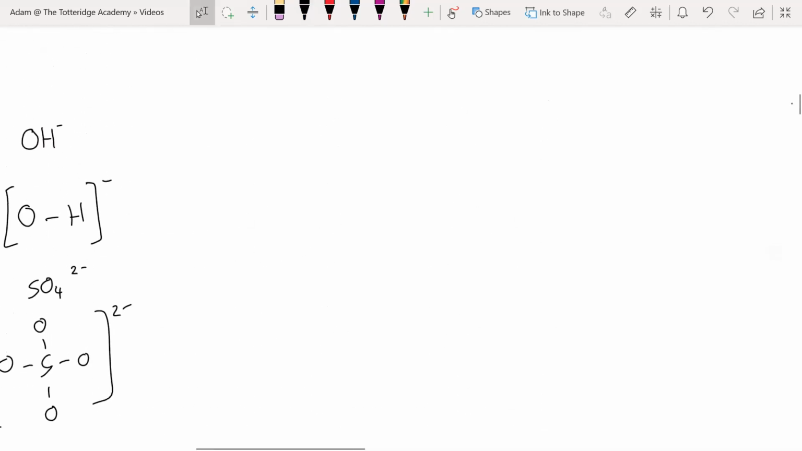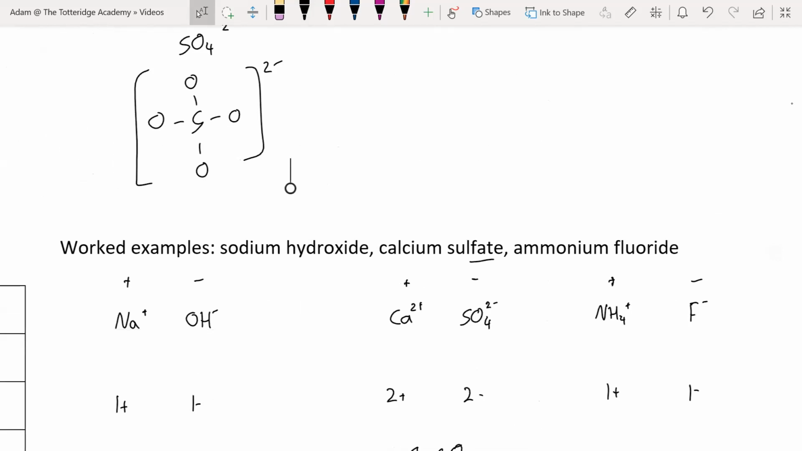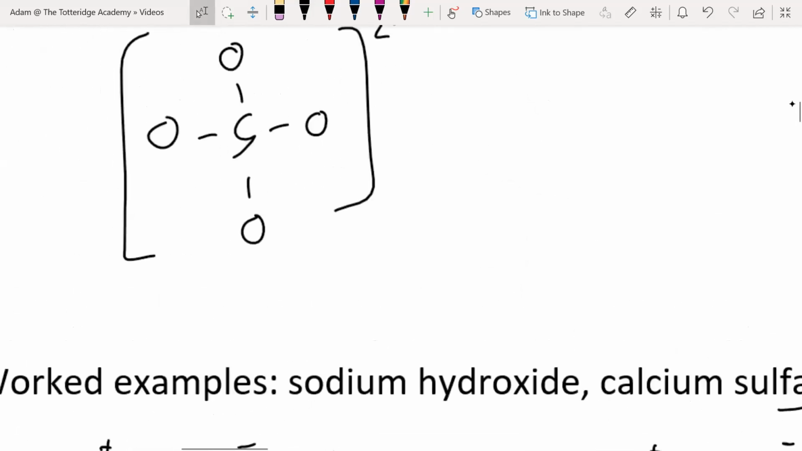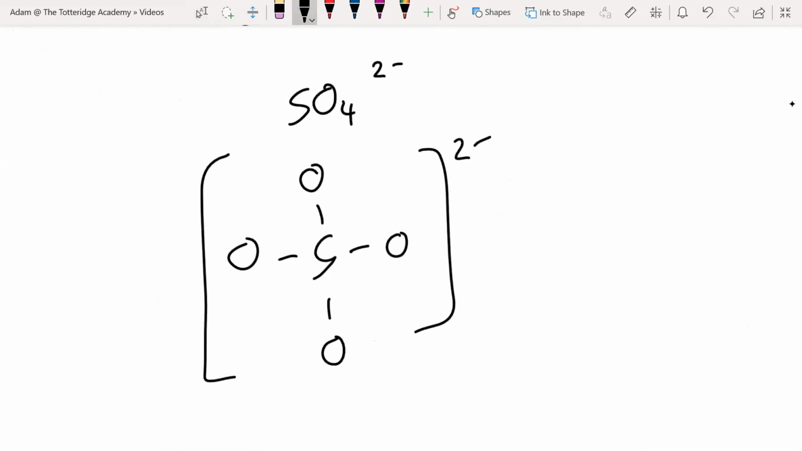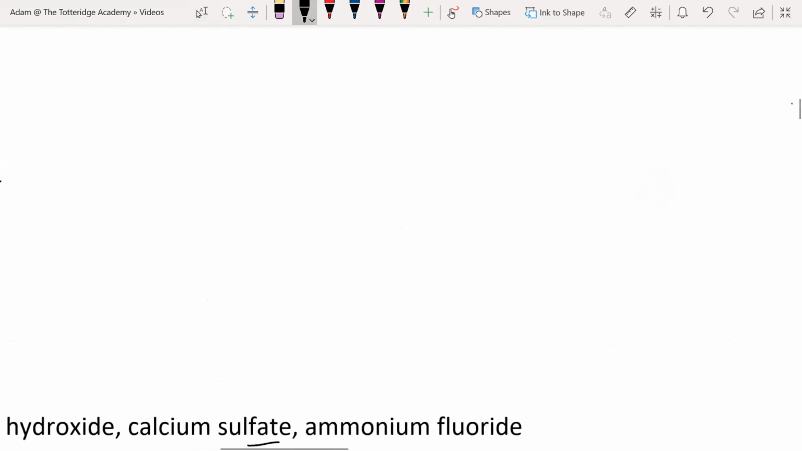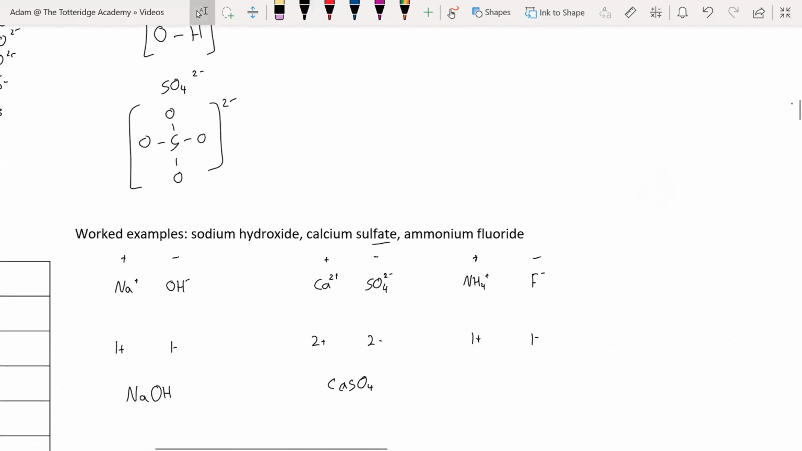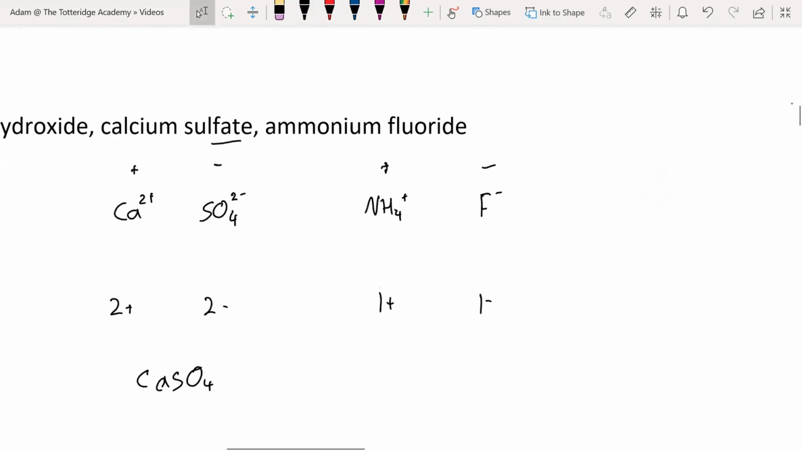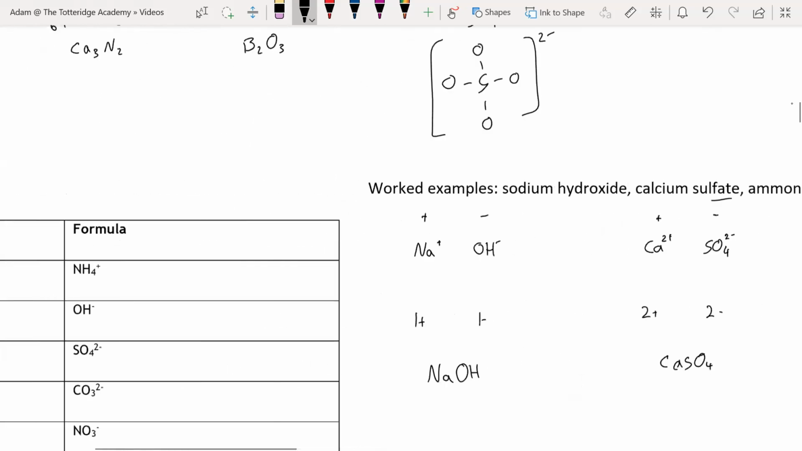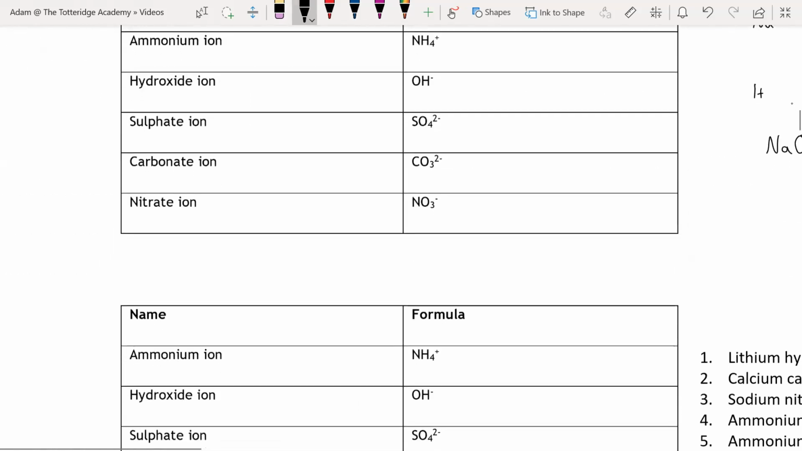Like when we looked at the sulfate, right? We said it's SO4 2-. What that means is it's got 1, 2, 3, 4 oxygens, and overall the charge is 2 minus. Yep. So that's all very happy, which means I can just write down my formula as NH4F. Easy peasy, lemon squeezy. Next up.